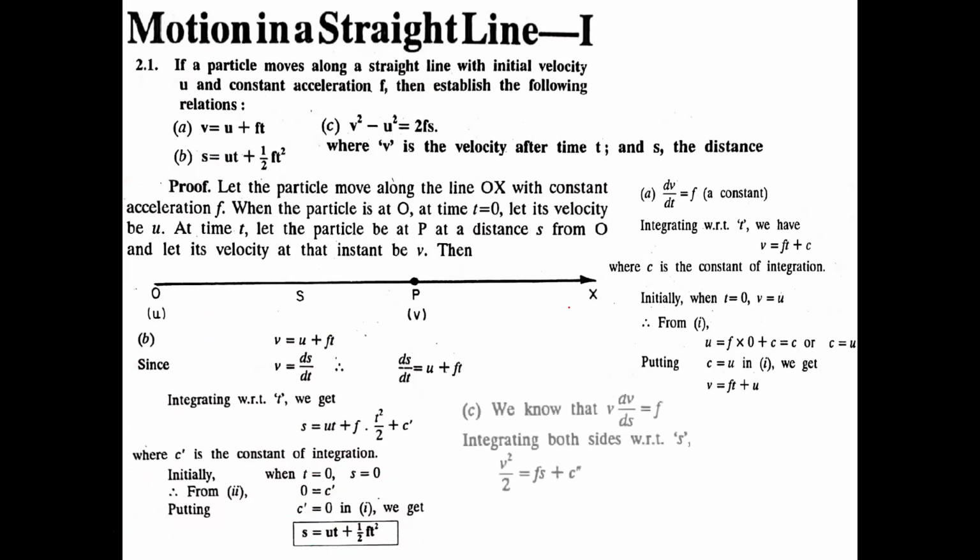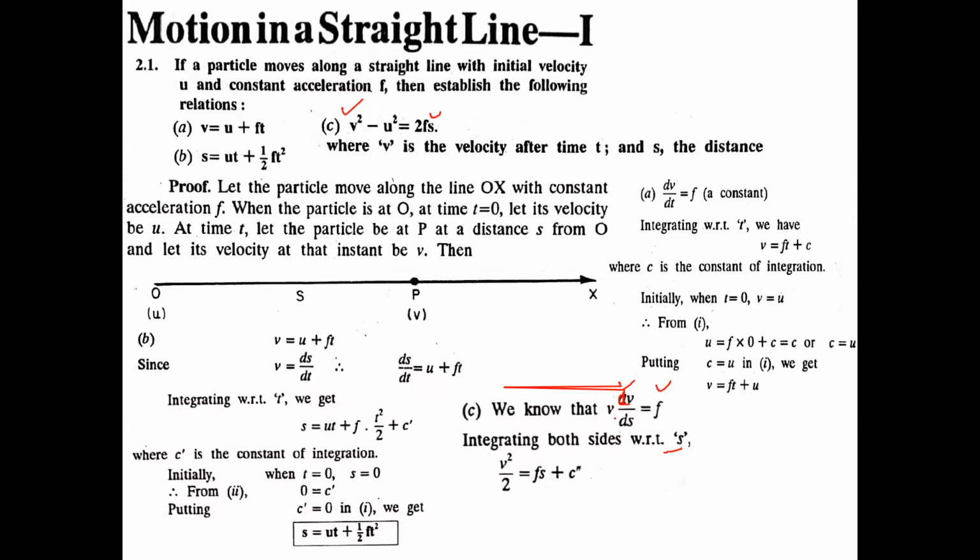Now the third, v square minus u square equal to 2fs. In this relation, we do not have t. We have the relation between v and s. So we will use the expression of acceleration of this kind, v dv by ds. In the previous video, I have also explained this expression for the acceleration. v dv by ds is equal to f. So now integrating with respect to s on both sides.